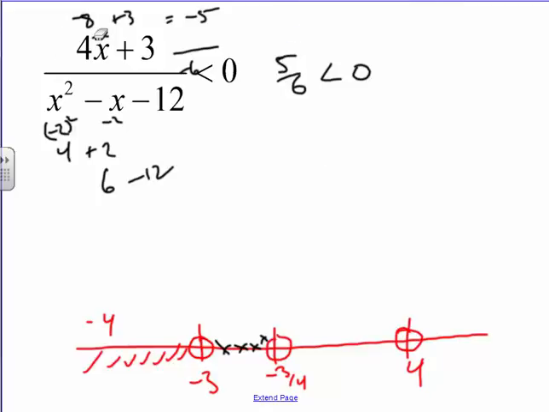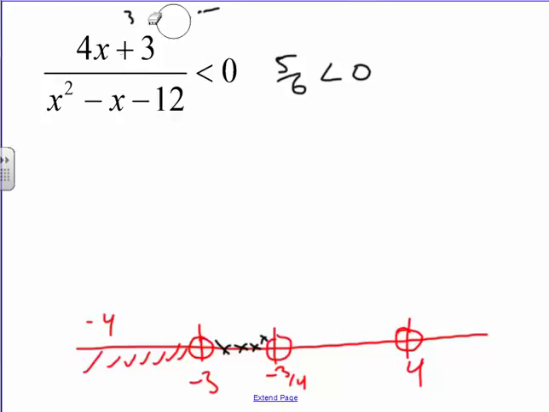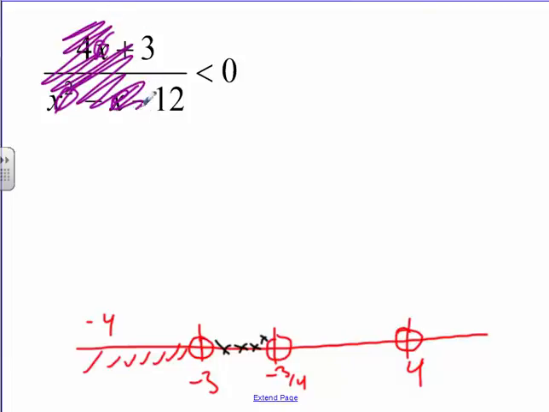Next section. I'm going to use colors to help keep them separate here. We need a number between negative 3/4 and 4, and I'm going to pick the number 0, just because 0 is so nice. Really what you're left with is 3 over negative 12. 3 over negative 12 is a negative number. Negative numbers are less than 0, so it looks like these ones should work.